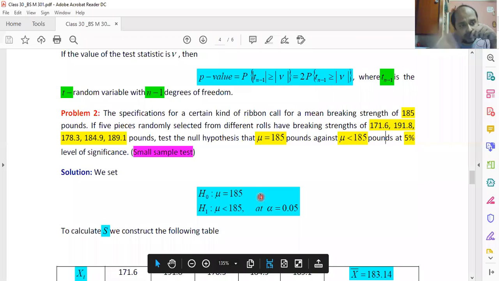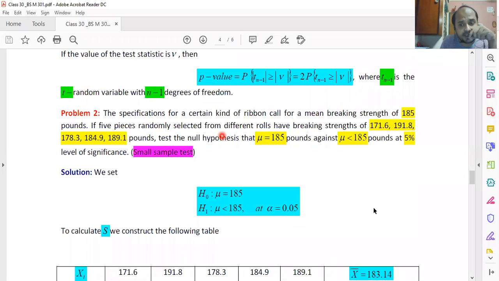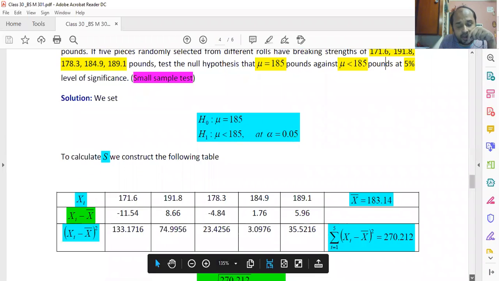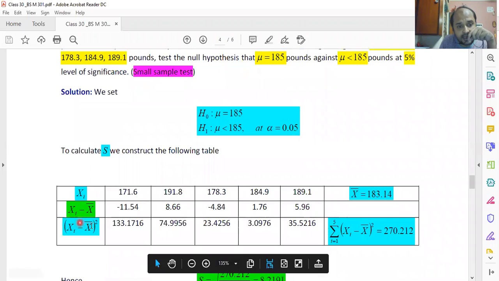So we have taken mu lesser than 185 at 5% level of significance, and hence my alpha is 0.05. Obviously, since the size 5 is much lesser than 30, it is a small sample test, and we'll go for t-test. But in this particular problem, no information about the population standard deviation is known. And therefore, we select these samples, we calculate their mean x bar, and we calculate this quantity xi minus x bar whole square. This is very simple. I'm not going to explain it in detail. You know it very well.